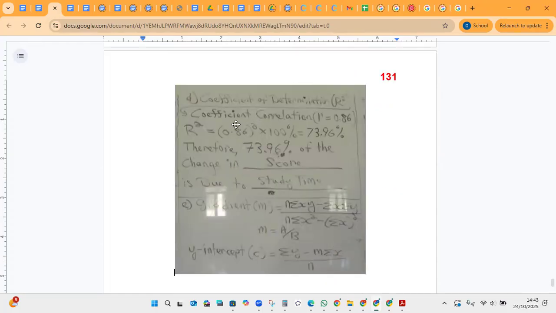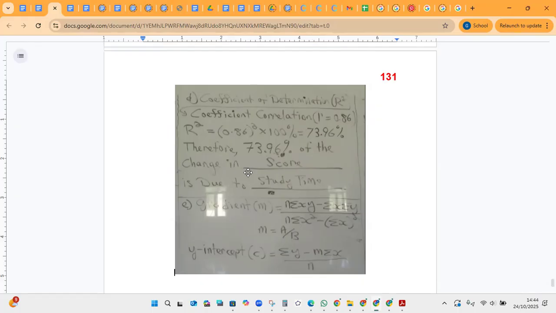As you can see, our correlation coefficient was 0.86. That was the Pearson's. So here we are using the Pearson's R to calculate the coefficient of determination, capital R squared. Capital R squared is equal to 0.86 squared, that's the correlation coefficient squared, times 100%. Verify to see if you are getting 73.96%. Therefore, 73.96% of the change in the score is due to the study time, according to this data set.